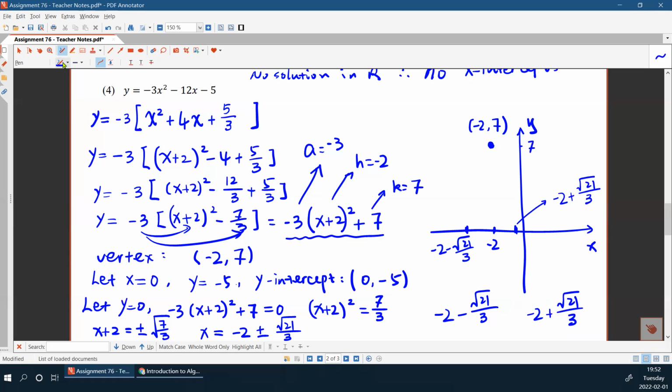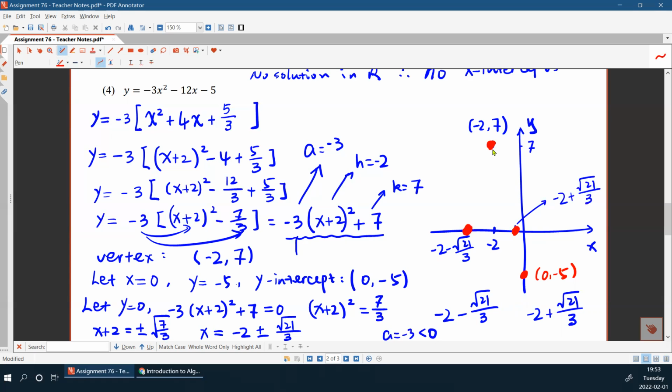All right, so that means we have the vertex and now 2 X-intercepts and a Y-intercept, which is here, 0, -5. So 1, 2, 3, 4. We have 4 points already, right? And last, let's consider the value of A. So here, value of A is -3. So A is -3, which is less than 0. So this function opens down, right?